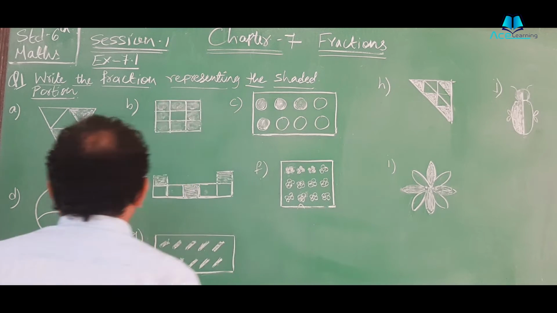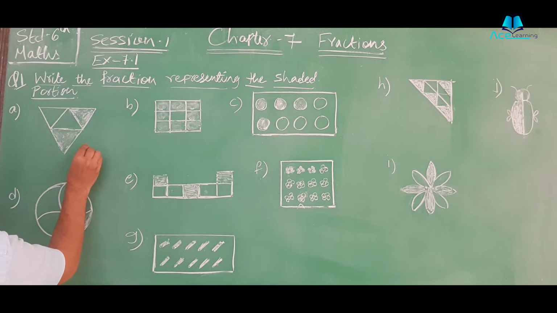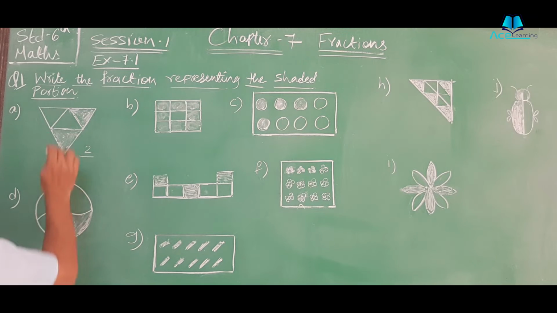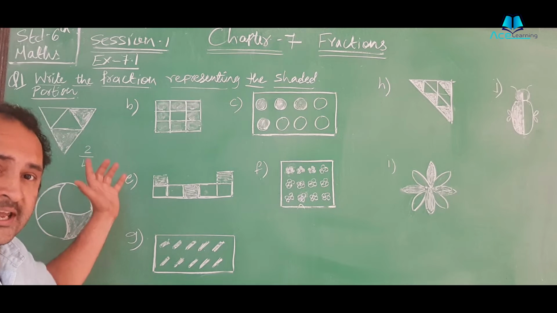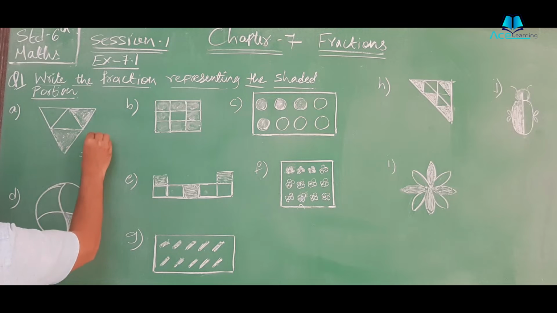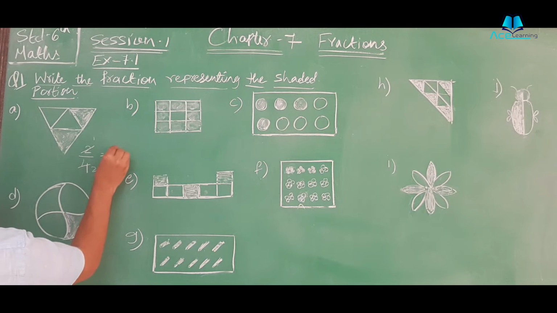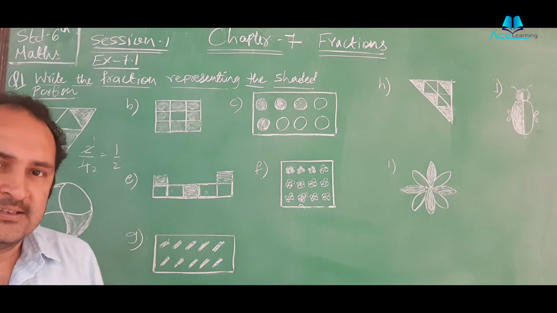So first of all, here you can see 2 shaded parts. So write 2. Total how many? 1, 2, 3, 4. 2/4. 2/4 can be written as 1/2 also. कैसे? 2 1s are 2, 2 2s are 4, so 1/2. 2/4 लिखोगे, it is also okay. 1/2 लिखोगे तो भी it is right.